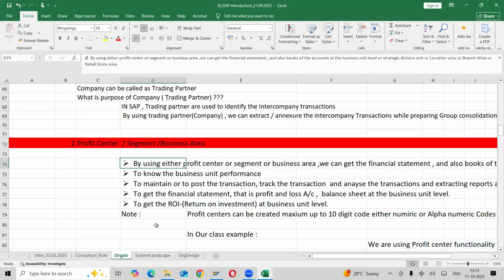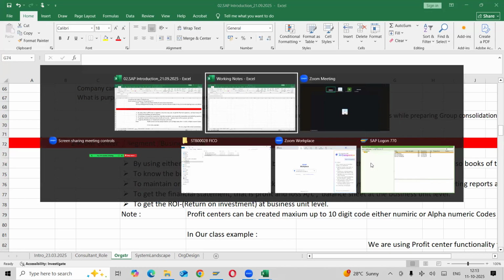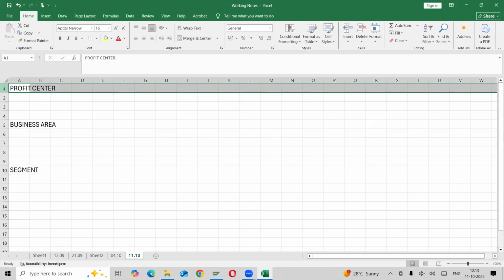So by using a profit center or segment or a business area, we can get a financial statement. What do you mean by a financial statement? What exactly do you mean by profit center, business area? Profit center or a business area or a segment? I'll go with segment. Clear?